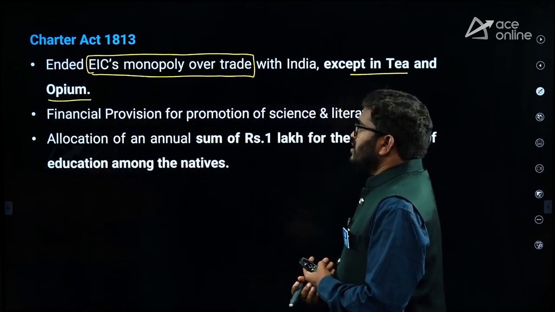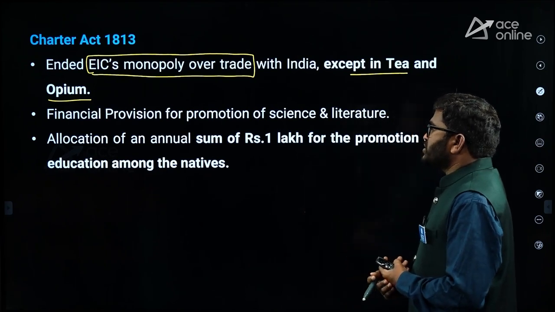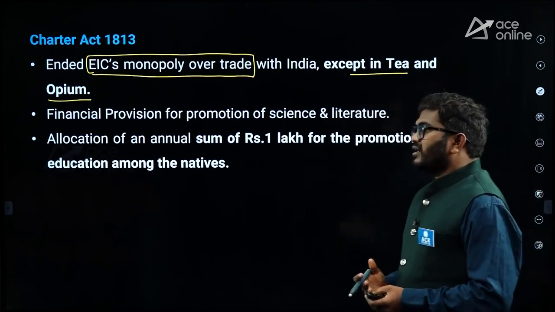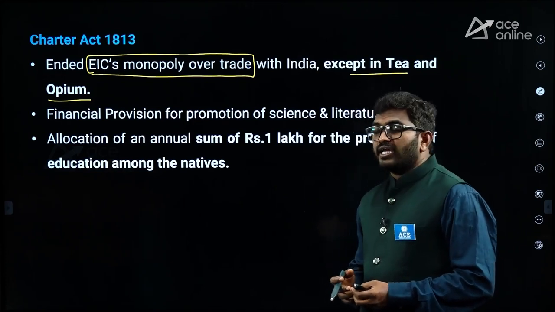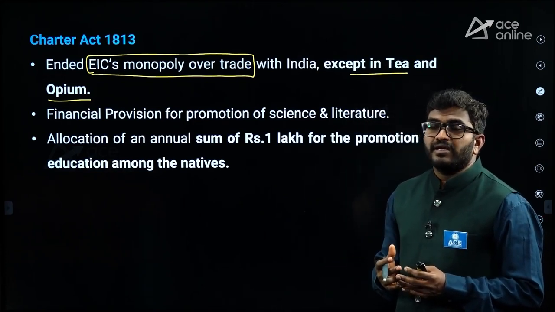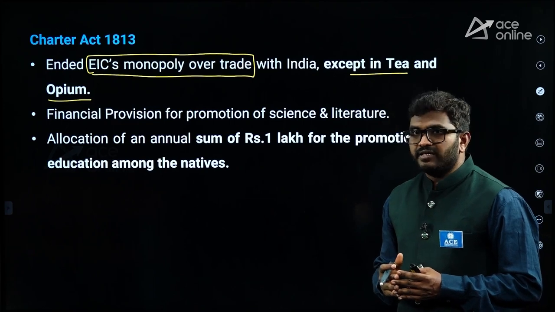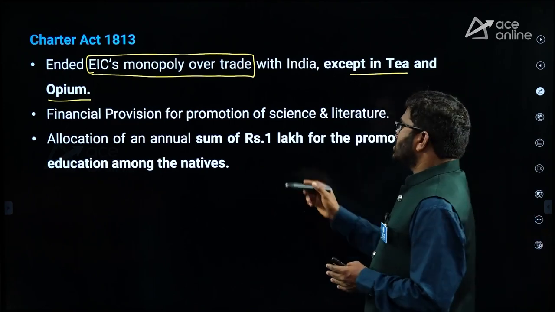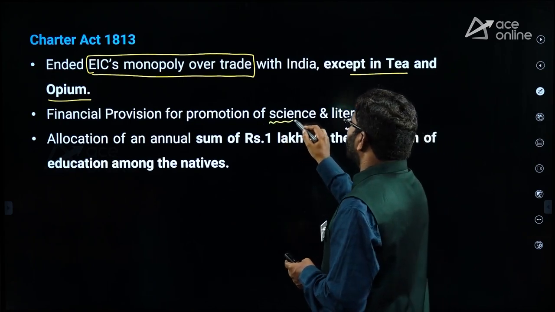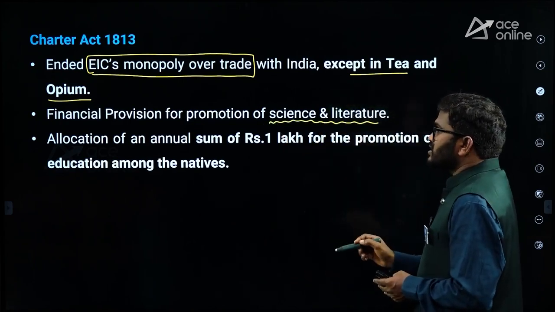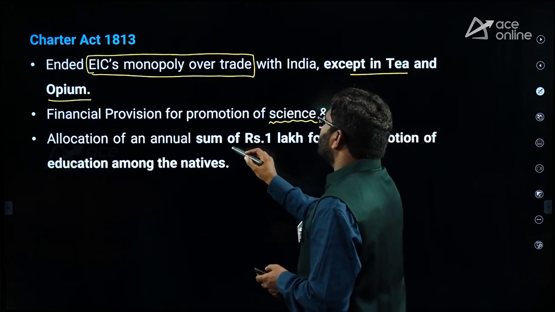Right. The financial provisions for promotion of science and literature. So the company and the British government gave some financial support for helping the natives, especially Indians, from the education and literature point of view. So from the science and literature point of view, some financial provision is given through this act. An allocation of a sum of 1 lakh rupees was given.